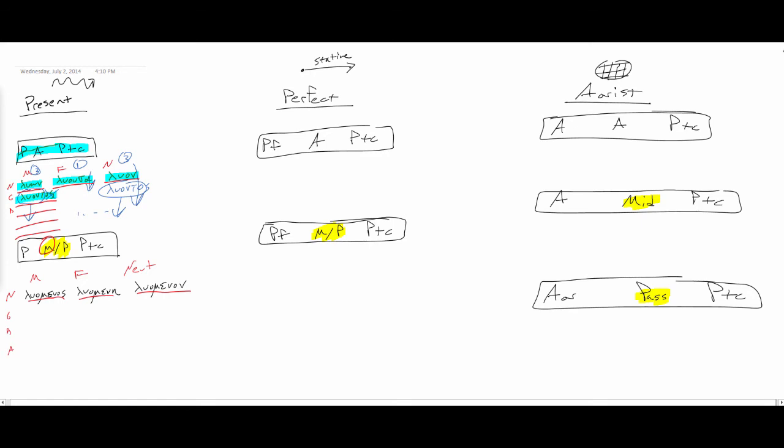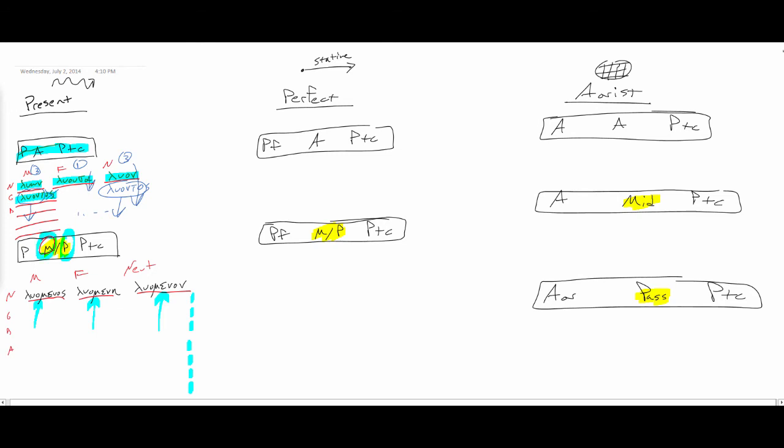Notice this could be translated either as a middle or as a passive. Only the context will tell. And again, just for simplicity's sake, we'll do a substantive translation. First, we'll do it as a passive. So ho luomenos would be the man who is being loosed. He luomene, the woman who is being loosed. To luomenon, the thing that is being loosed. Of course, as we would go down through the line: of the thing that is being loosed, to or for the thing that's being loosed, the thing that is being loosed, the things that are being loosed, of the things that are being loosed, to or for the things that are being loosed, the things that are being loosed.